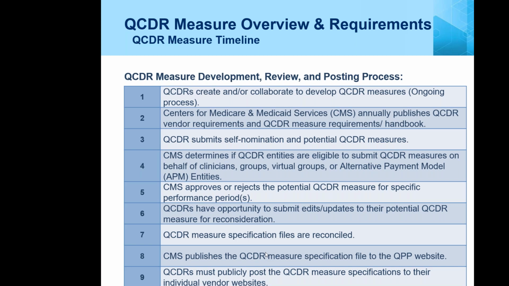Once all those are reconciled, then CMS will publish the entirety of the QCDR measure specification file to the QPP website for public posting. And according to the rule, within 15 days after that posting occurs, the QCDR must publicly post their individual QCDR measure specifications to their website.